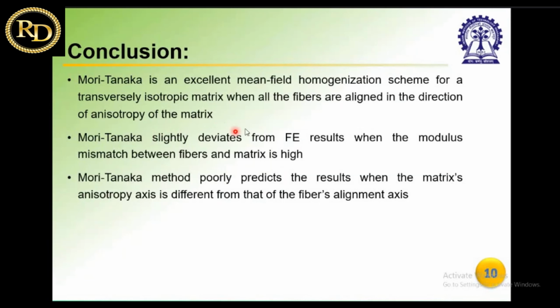But it is not a good method when the modulus mismatch between the fiber and the matrix is high, and also it poorly predicts the results when the matrix anisotropic axis differs from that of the fibers' alignment axis. So fibers are aligned in the x direction. That means the semi-major axis of the fibers is in the x direction. But if we change the semi-major axis of the fibers to the y direction, then the Mori-Tanaka method does not predict the results to that accuracy.